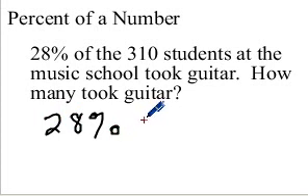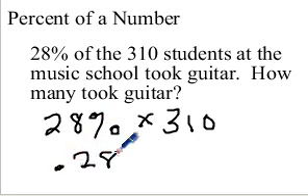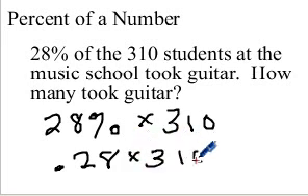of 310, and the little word "of" can be represented by the operation of multiplication. So 28% times 310. Now you can't multiply by a percent until you change it to a decimal. The decimal equivalent of 28%, or 28 hundredths, is just 0.28, times 310. So that's an easy one to figure out, 310 times 0.28.